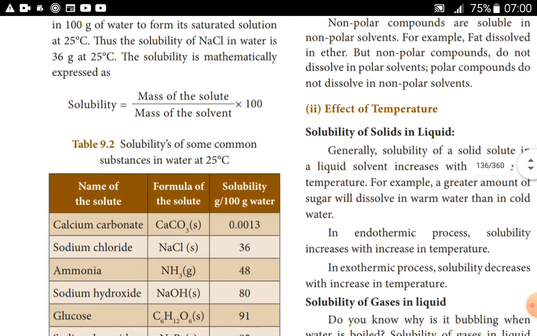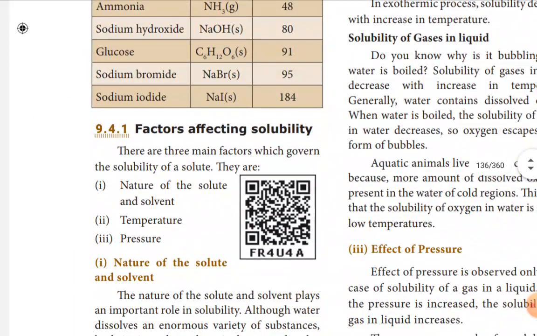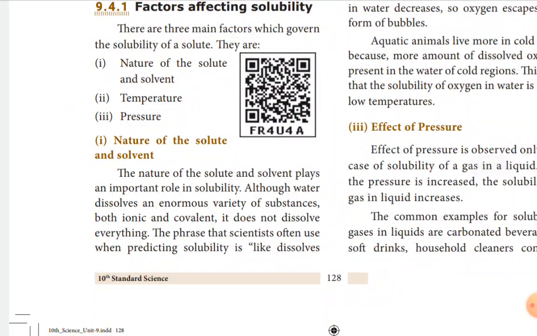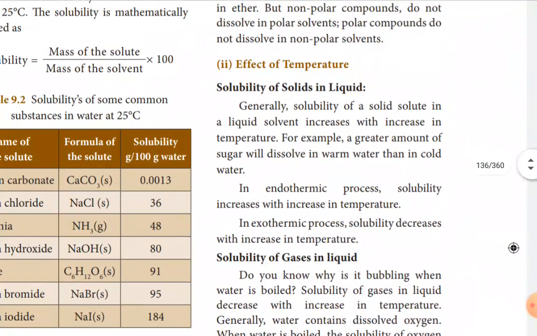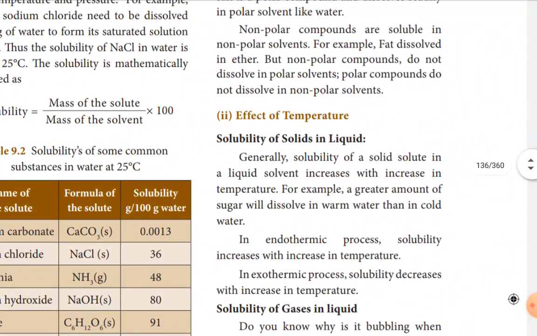So you have to keep this in your mind: like dissolves like. Polar compounds readily dissolve in polar solvents. Non-polar compounds readily dissolve in non-polar solvents. This is the first factor which affects solubility. Then the second factor, effect of temperature.